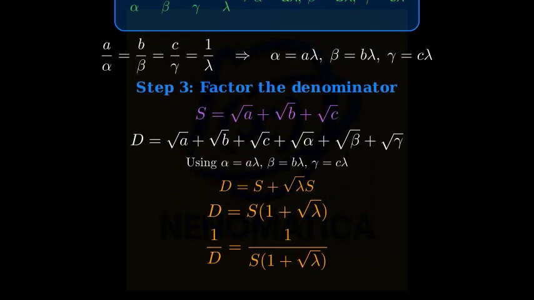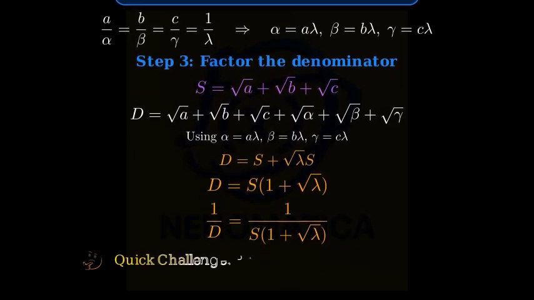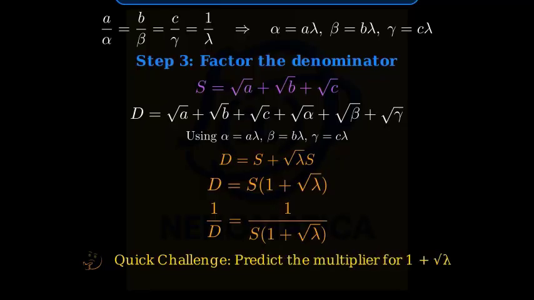Then observe that the 3 new radicals equal square root of lambda times S. Factor S to get S times the quantity 1 plus square root of lambda. Quick challenge. What would you multiply by to rationalize the part 1 plus square root of lambda?